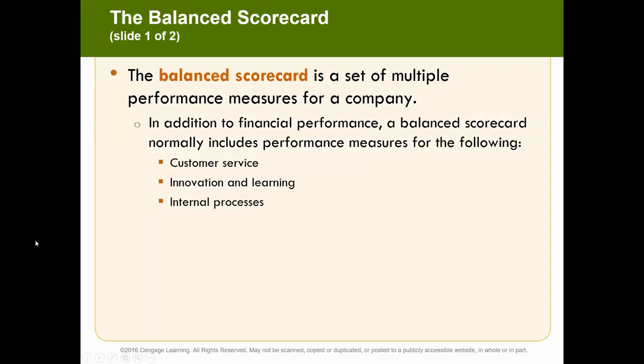Next, balanced scorecard. Okay, this is another fun topic that I like, to evaluate the performance of a company. The balanced scorecard is a set of multiple performance measures of the company. In addition to financial performance, a balanced scorecard normally includes performance measures like customer service, innovation and learning, and the internal processes. Think of innovation and learning like R&D, research and development.